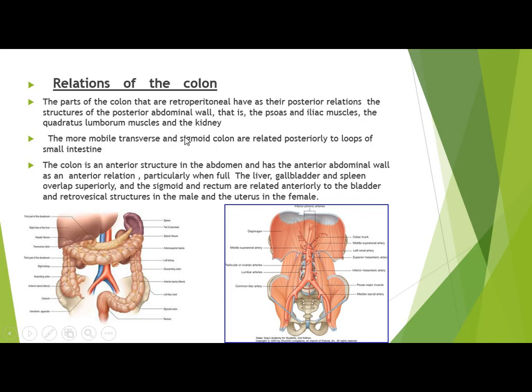The more mobile transverse and sigmoid colon are related posteriorly to the loops of small intestine. The colon is an anterior structure in the abdomen and has the anterior abdominal wall as its anterior relation, particularly when full. The liver, gallbladder, and spleen are superior relations. The sigmoid and rectum are related anteriorly to the bladder and retrovesical structures in the male, and the uterus in the female.